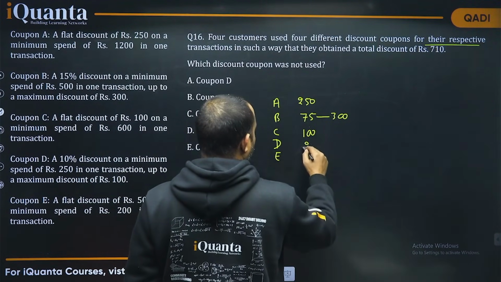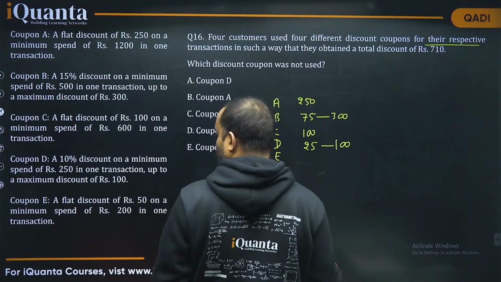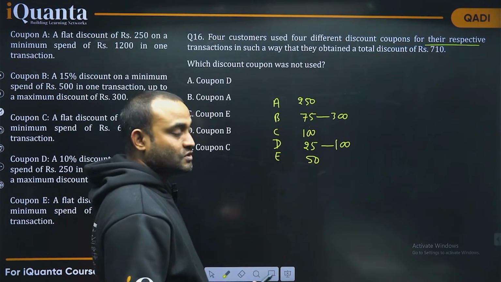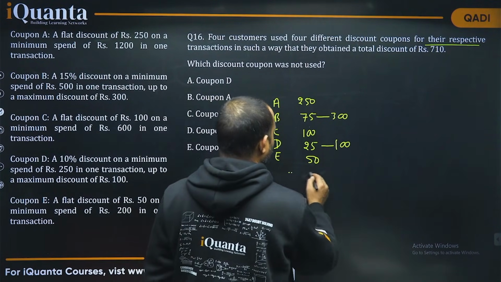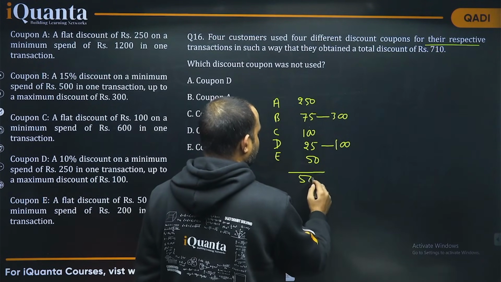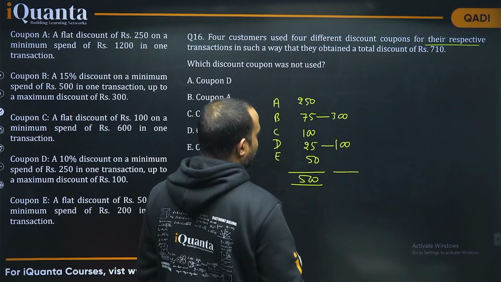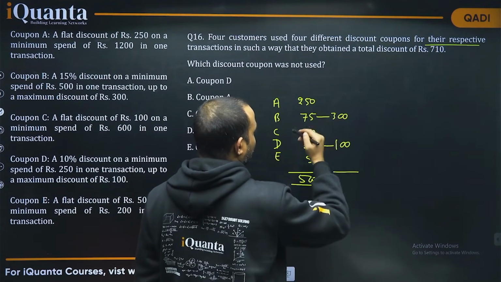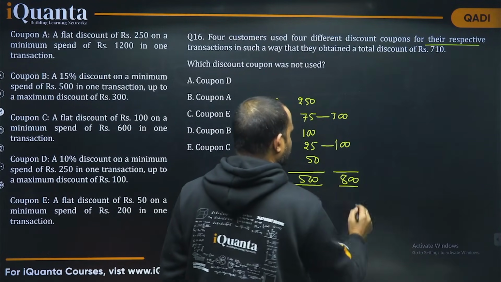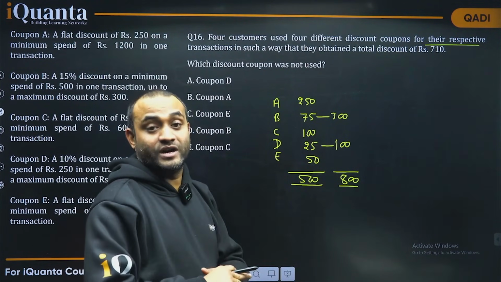So minimum discount will be 10% of 250. Maximum it will be 100. In case of E, a flat discount of 50 rupees, nothing more than that. So what could be the minimum discount anyone can get? 250 plus 50, 300, 400, 500. Minimum discount is 500. And the maximum discount anyone can have is 250 plus 300, 550, 650 and 150, 800. So minimum discount is 500, maximum discount is 800, taking all the 5s together.